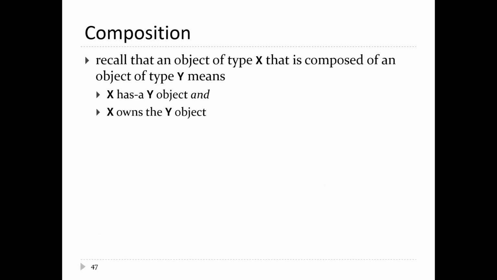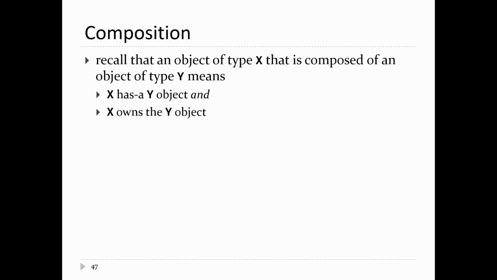And remember that composition implies ownership, whereas aggregation does not. So if an object X is composed of an object of type Y, that means X has a Y object. That means in your class X, there's a reference to a Y. You get class X, and one of your fields has type Y. Of course, you might have other fields in your class, but one of them for sure is of type Y.